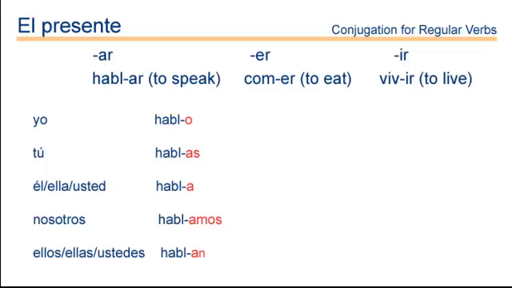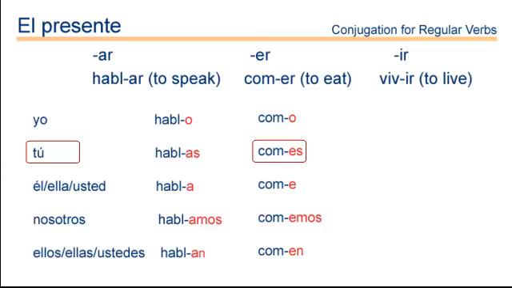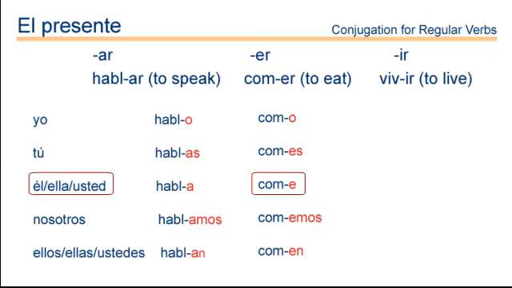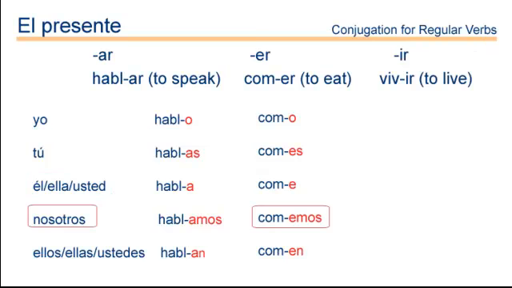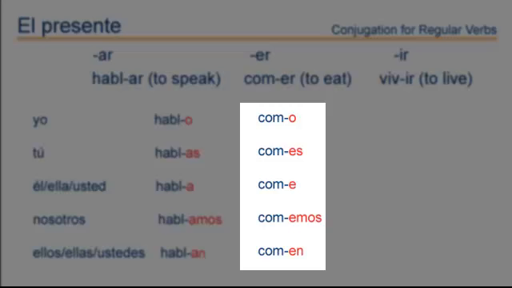Okay, so now let's see how we conjugate the verb comer. Yo como, tú comes, él, ella, usted come, nosotros comemos, ellos, ellas, ustedes comen. Again, como, comes, come, comemos, comen.